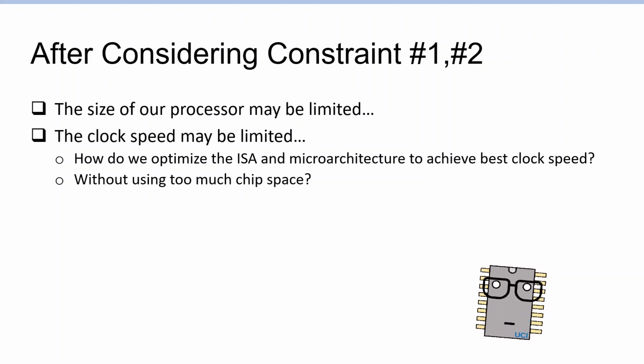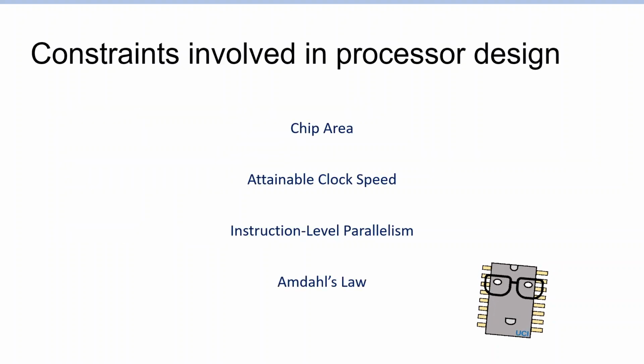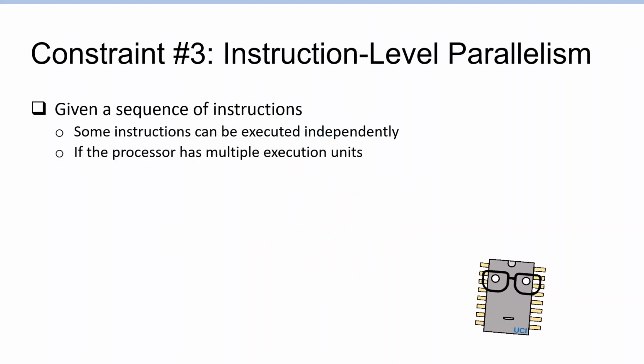And in addition, given the situation that the size of the processor is limited and the clock speed of the processor is limited, maybe in order to get more performance, one additional question we can ask is, can we do more work per clock cycle? Because the speed of each clock cycle is apparently limited for us. Which is a good lead to introducing the third constraint involved in processor design, which is instruction level parallelism. So, constraint number 3, instruction level parallelism.